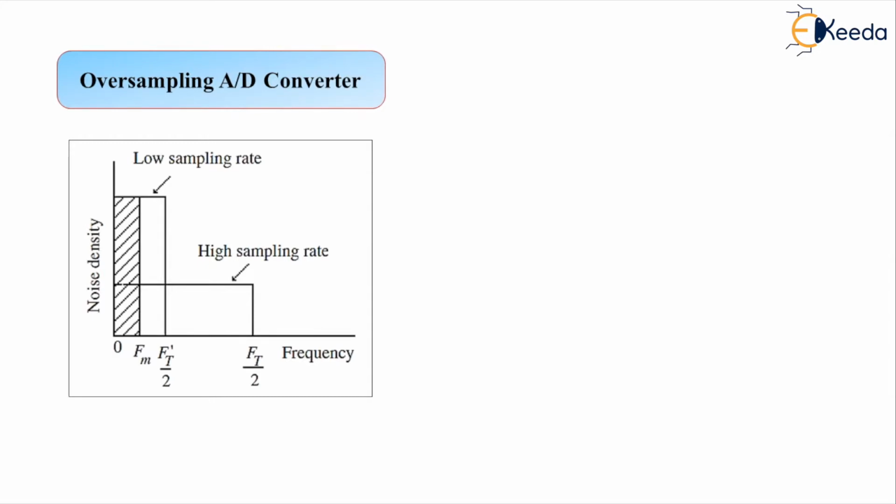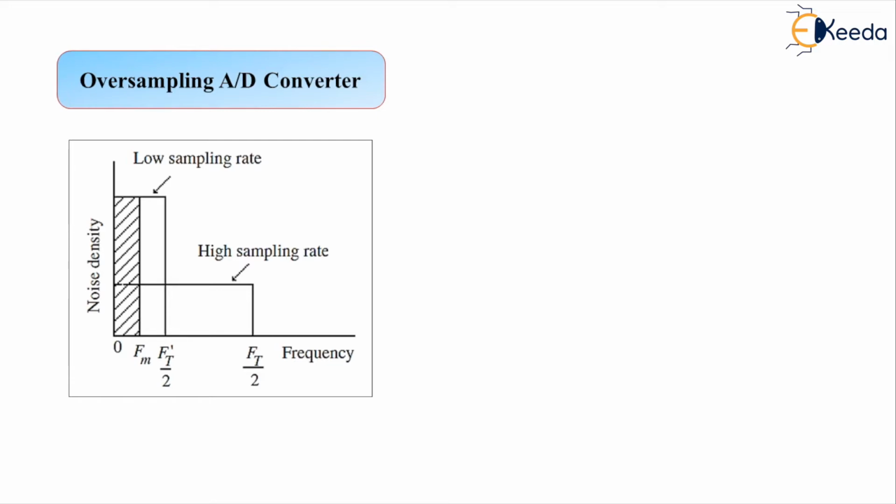So in this illustration we can see the noise density versus the frequency. Here we have the low sampling rate and the high sampling rate. From this illustration, the shaded portion you see is basically the signal band of interest. And we come to see that the total amount of noise in the signal band of interest for the high sampling rate is smaller than that of the low sampling rate.